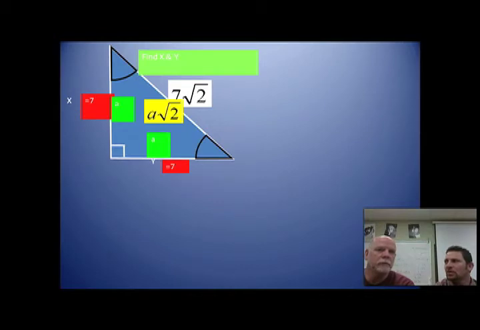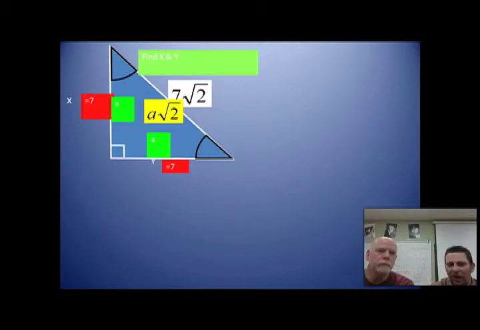Find x and y. One of the things that I'm pretty big on when I teach this is that, initially, guys, you should always do like the PowerPoint did there and put your two legs as A, and then put that hypotenuse as A root 2, because then it makes it a little bit easier to see the difference between 7 root 2 and A root 2, and you just see, oh, 7's got to be A, and so now all I got to do is put the 7 on each side.